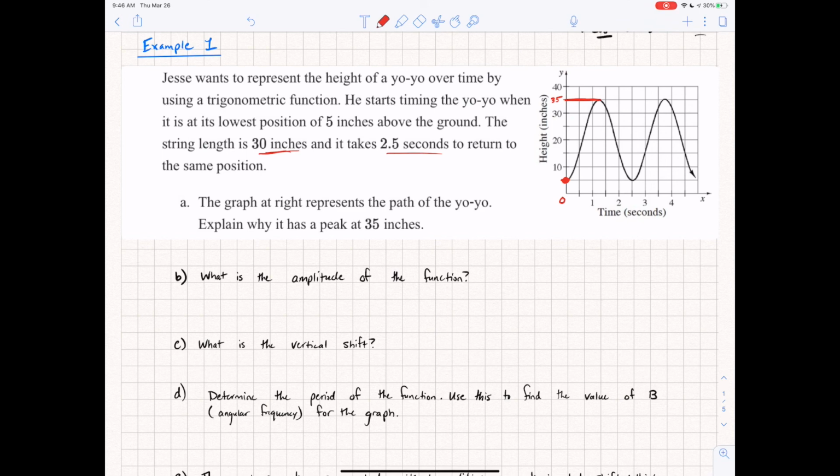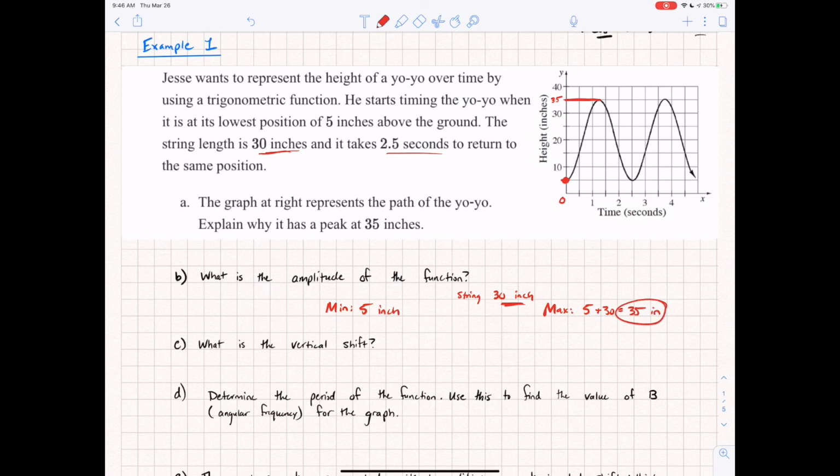Well, the reasoning is if the lowest point, the min, is at 5 inches above the ground, and the string length is 30, when it comes back up to his hand, it's going to travel another 30 inches, but it's going to increase by 30. So that means the max, the peak, has to be at 5 plus 30, which is 35 inches.